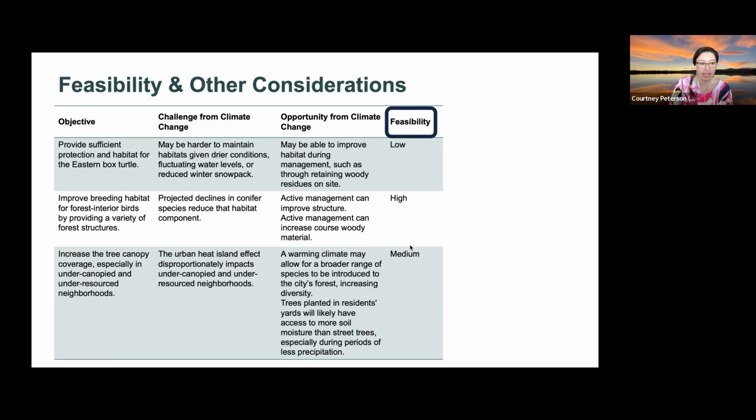For improving breeding habitat for forest interior birds, we might decide that the feasibility is high because our opportunities for active management are outweighing the potential challenges from climate change of those projected declines in conifer species. And then finally, for the urban tree canopy example, we might decide that the feasibility of achieving this objective is medium. So there are some challenges, there's also some opportunities. And so it's up to us to think about what are some of those different additional ways we can build our capacity to achieve increasing tree canopy coverage, especially in those under-canopied and under-resourced neighborhoods.